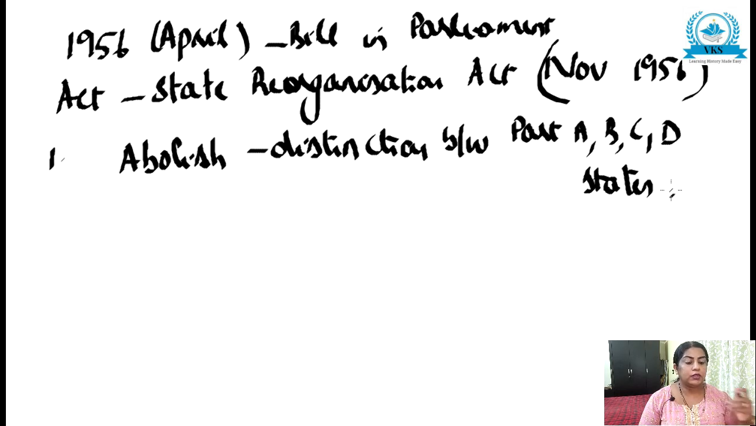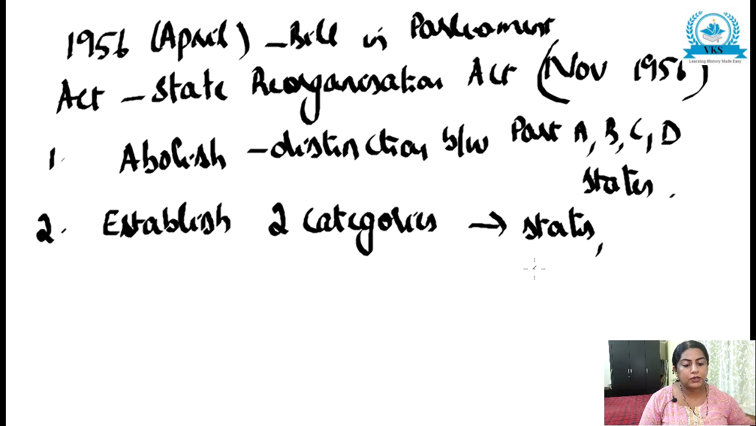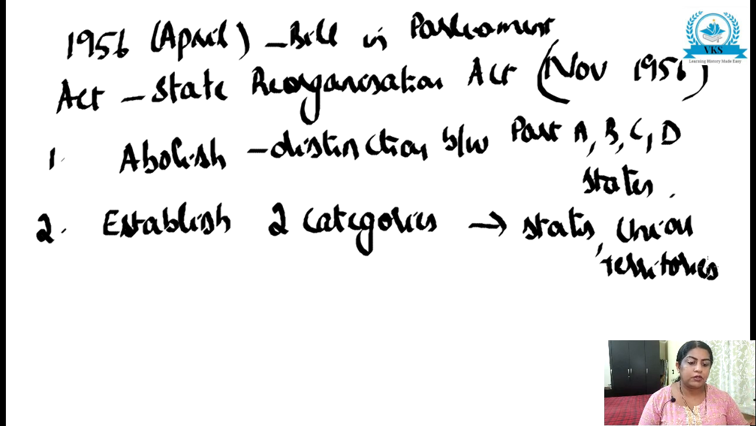Now, after abolishing that, what has to be done? That is the second point, that is establishment of 2 categories of units, that is states and union territories. So instead of Part A, B, C, and D states, now 2 categories of units have to be established, that is states and union territories. That was the second feature in the Act of 1956.